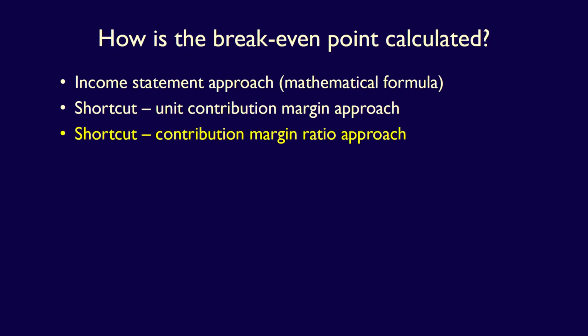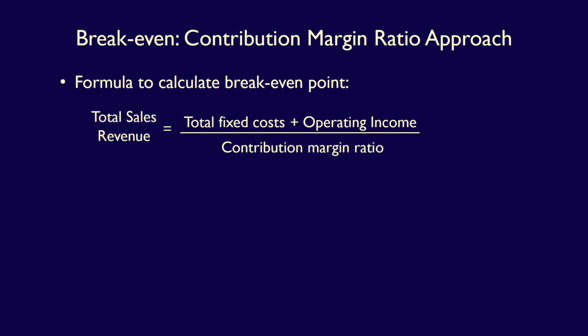What about the last shortcut, the contribution margin ratio approach? The first two methods, both the income statement approach and the unit contribution margin approach, are used when a business determines the break-even point for one product, which is why these formulas determine the units required to break even. However, businesses which have multiple products can't use either of these methods. Instead, multi-product companies calculate the break-even point in terms of sales dollars, total revenue required to break even. This is because it eliminates the problem of how many units each product needs to produce in order to break even. The formula for this approach is as follows.